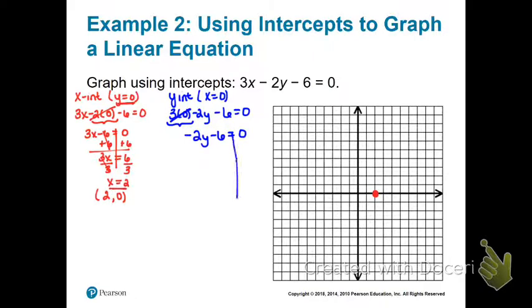And now let's just solve for y. So add the 6. So negative 2y equals a positive 6, and then divide by the negative 2. So we get y equals a negative 3. Now if we wanted this as an ordered pair, remember your y is negative 3, and we even wrote it above. Our x is going to be 0. So we're going to go to our y-axis, go to negative 3, and put a point. Then we're just going to draw a straight line going through both of those points.